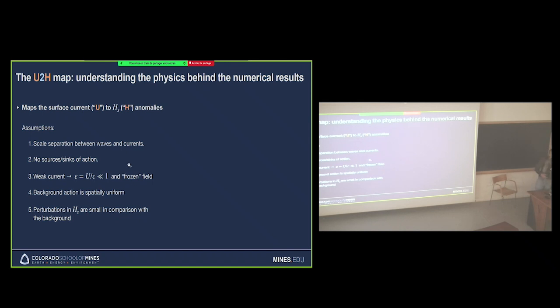We are also looking at steady state solutions, so the wave field is passing through the currents as if the currents are frozen. The other thing that we need to assume is that the background action is spatially uniform, meaning that if there were no currents, your action would be the same all over in space. And then finally, that the perturbations that we're going to get in Hs are small in comparison to this background value.